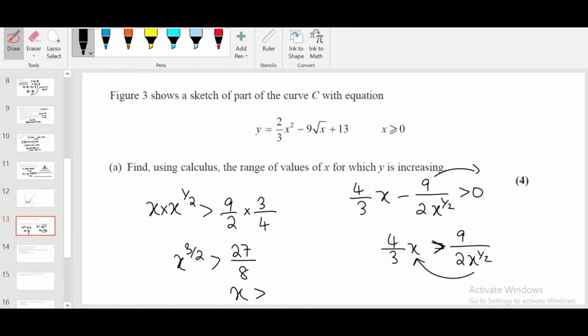So x would be greater than the cube root of 27 over 8, sorry, not just the cube root, power 2 over 3. So cube root whole square, that's power 2 over 3. The cube root of 27 over 8 is basically 3 over 2. 3 over 2 squared is 9 over 4. That is the answer. That's all, that's from differentiation. Let's move on to part B of the question.